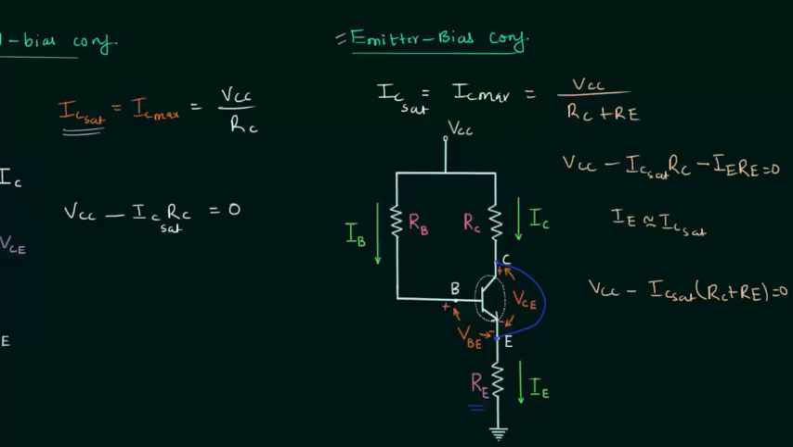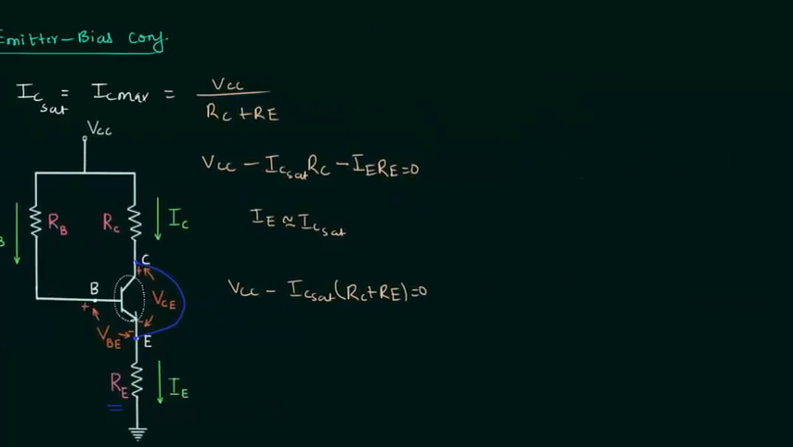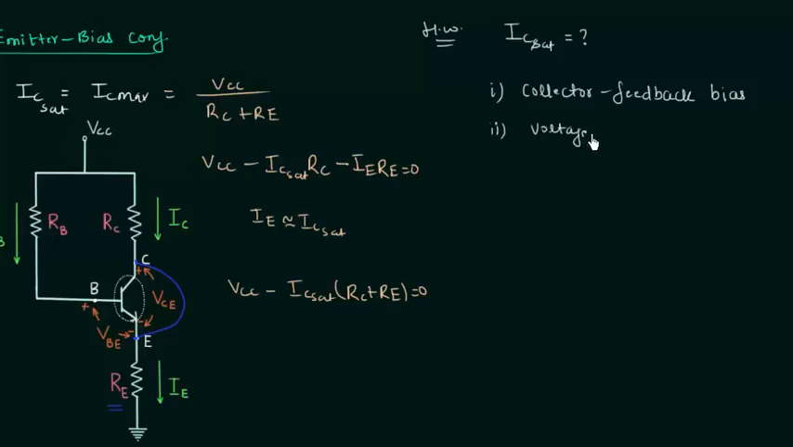Now there is one homework problem. In this homework problem, you need to find out the condition for saturation, that is IC sat, for the collector feedback bias, and for the voltage divider bias. Once you have your answers, post them in comment section.